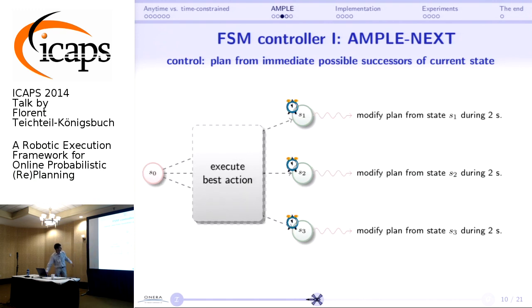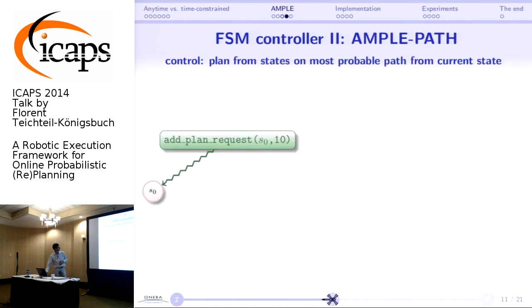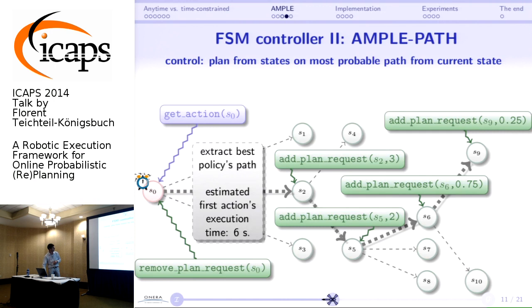So imagine that you are executing your best action, and now the next state is S2. Then you remove plan requests from those other states because there is no garbage. And again, you estimate the execution time and extract the successor states. And you continue to do that. Another strategy consists in extracting the most probable path and balancing the optimization time among the states in this most probable path. So again, here you see the most probable path. And while executing the action in S0, you extract the path, estimate the execution time, and add planning requests on the states.